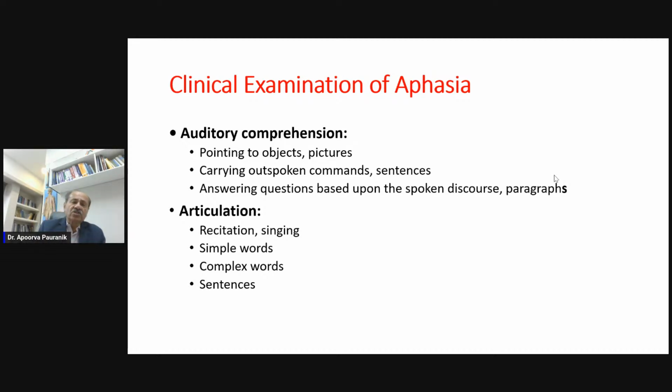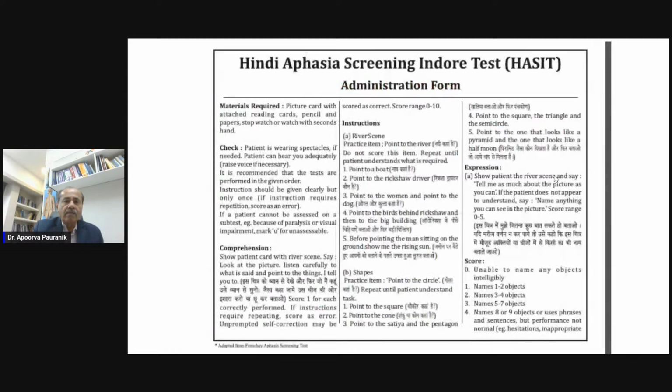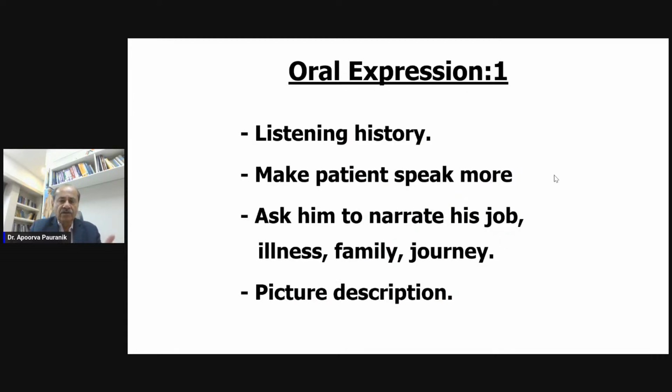Another step in the testing of auditory comprehension is we will give him some simple commands and see whether he or she is able to follow that command or not. And finally, we can tell them a short story or a paragraph, and then we can ask questions based upon that. So I will show you some examples about them. We have developed a screening test, a short test which can be administered in 10 minutes at Indore, and we call it HACIT. And we use some of these tools in that.